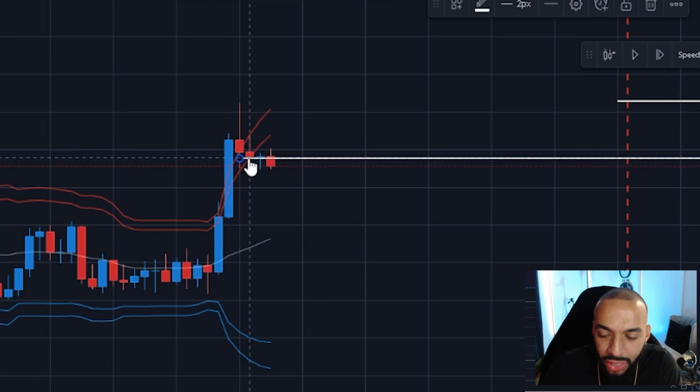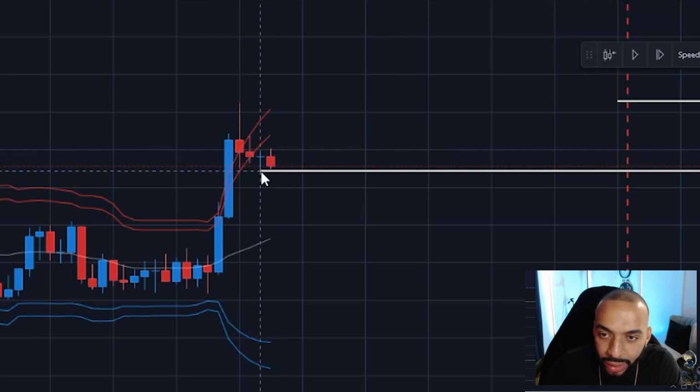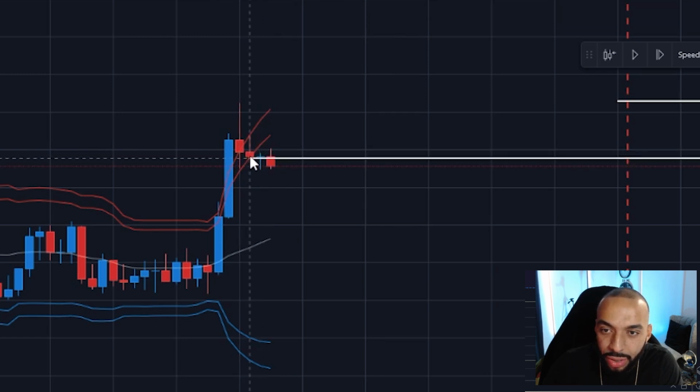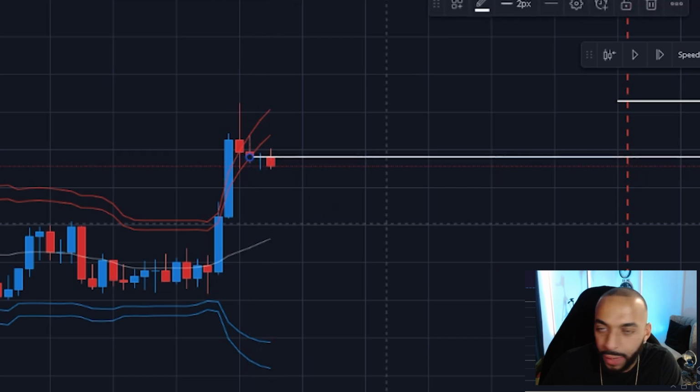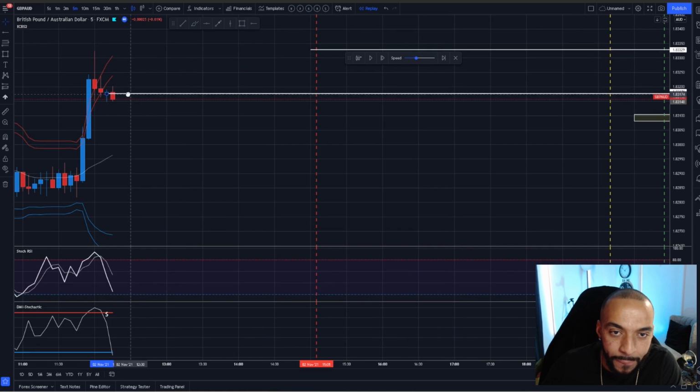So you got the cross here. Remember, I always talk about this. Once you get your cross, you want to enter at the beginning of the new candle after the cross, all right? So yes, that would have been here. Sorry about the confusion, all right? So that would have been another win, okay?